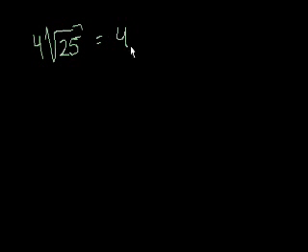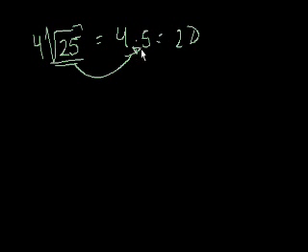What is 4 times the square root of 25? Well, 25 itself is a perfect square. This problem is so easy, it's a bit of a trick problem. 25 itself is a perfect square. The square root is 5, so this is just equal to 4 times 5, which is equal to 20, right? Square root of 25 is 5.